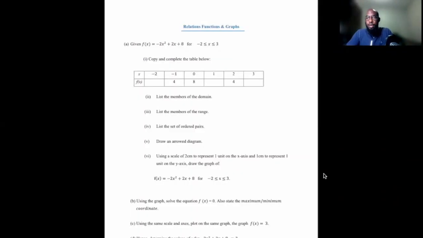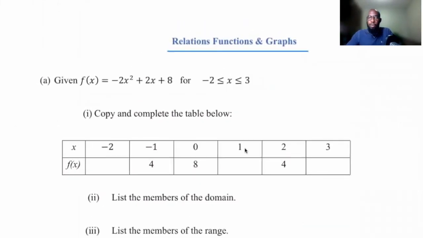Relations, functions, and graphs. Here we have a pretty long question, so we're going to dive right into it. Part A tells us, given f of x is equal to negative 2x squared plus 2x plus 8, wherever we see x, we substitute it into this function, and we get our f of x function, or in this case, f of negative 2, we get our answer here.